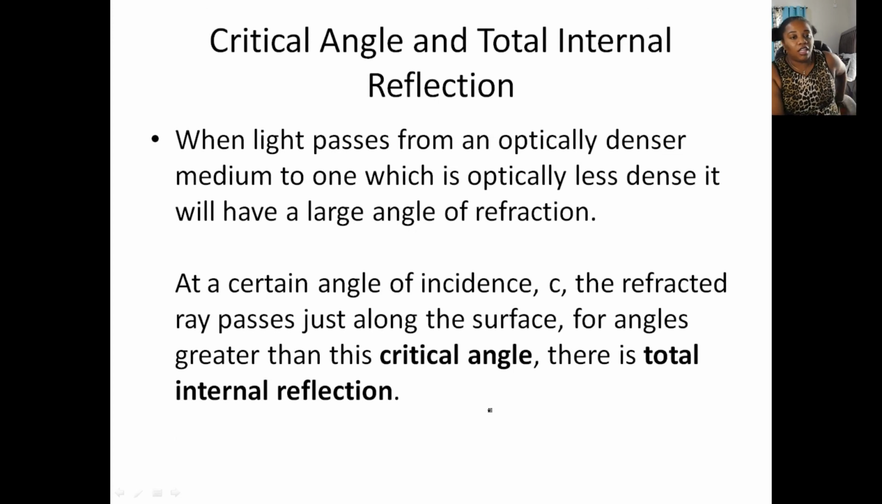So the critical angle and total internal reflection. When light passes from an optically denser medium to one which is optically less dense, it will have a large angle of refraction. At a certain angle of incidence C, the refracted ray passes just along the surface. For angles greater than the critical angle, there is total internal reflection. So that means that light is not going to leave the material, right?